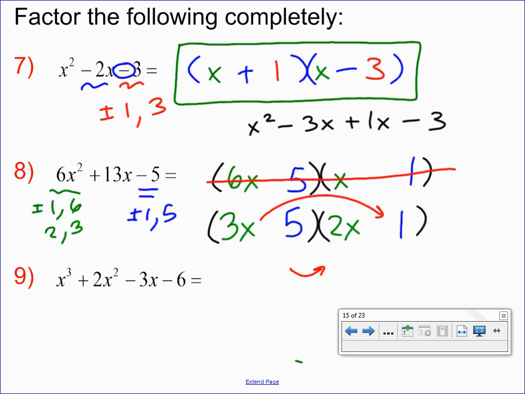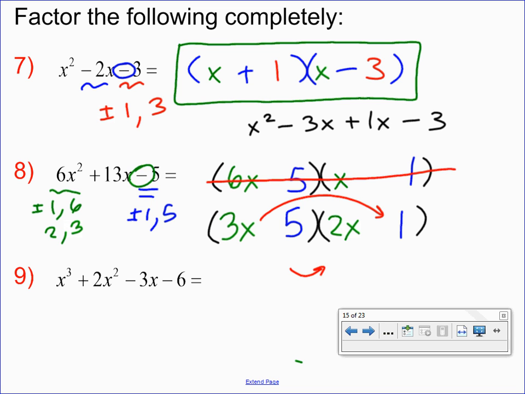Outside product, 3x times 1 is 3x. 5 times 2 is 10x. By golly, can we get to 13x? Well, we could, so long as the signs worked out. So this is a potential candidate for victory. Hooray! Except for one problem. Is my last term positive or negative? It's negative, which means my signs are same or different?